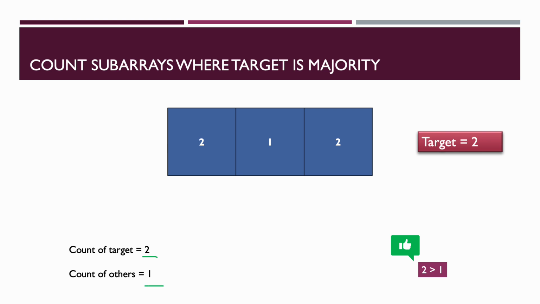So now my count of target is majority, right? How is this majority? What's the length of the array? 3. Now 3 by 2 is actually 1 in integer division, and my count of target is 2. So 2 should be greater than 3 by 2, which is 2 should be greater than 1, and it is correct. So that's why this is a valid subarray.